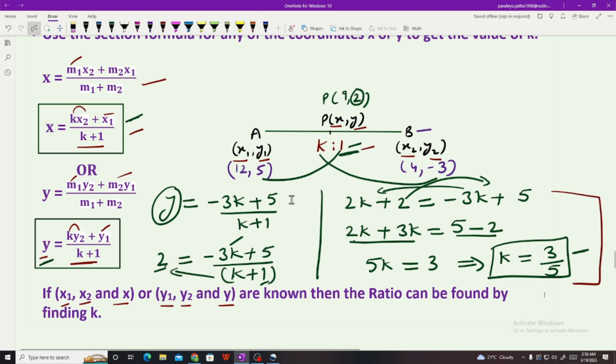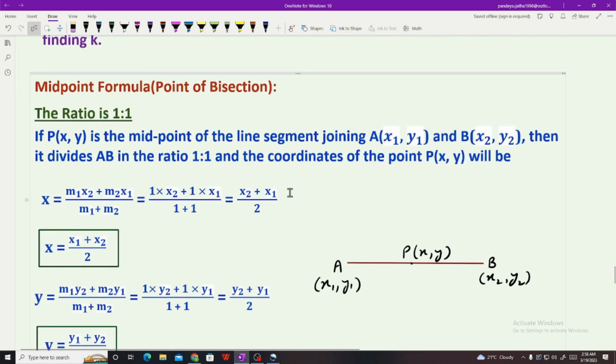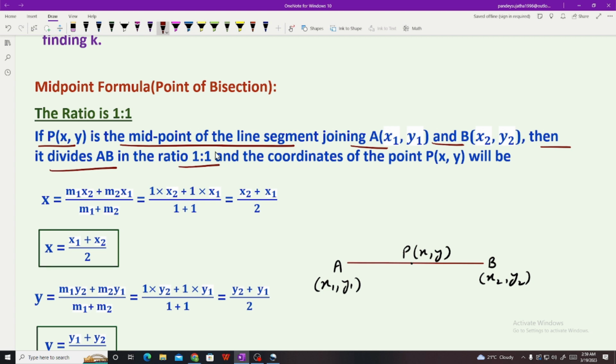Now let's move to the midpoint formula here. When it is given in the question that the point is the midpoint of the line segment joining A and B, then it divides the line segment in the ratio 1:1. So to find the coordinates of that point P, we'll assume the ratio as 1:1. Using the section formula, in place of m1 is to m2, we are going to replace that with 1:1. So in place of m1, I write 1, and in place of m2, I replace that with 1.